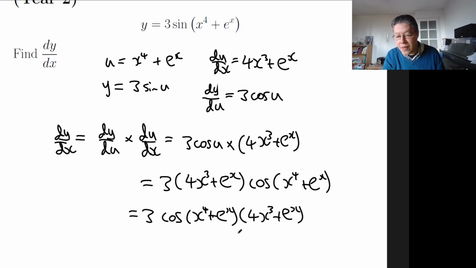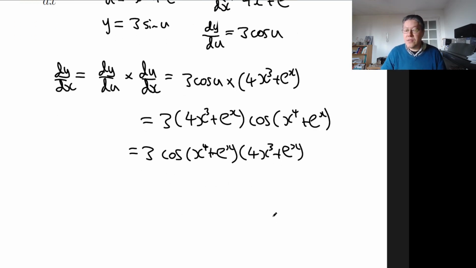It's not clear whether it's cos of all of this or if it's cos of this bracket times this. So in order to resolve that, we have to put it in brackets. We put a square bracket just in front, meaning it is cos of this only, and then multiply by that. But to avoid doing that, we can just switch the order and put the trig function at the end.